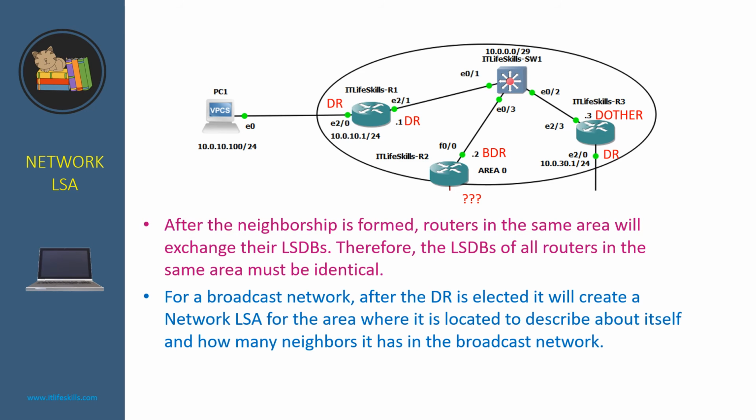After the neighborship is formed, routers in the same area will exchange their link state database. Therefore, the link state database of all routers in the same area must be identical. For a broadcast network, after the DR is elected, it will create a network LSA for the area where it is located to describe itself and how many neighbors it has in the broadcast network.